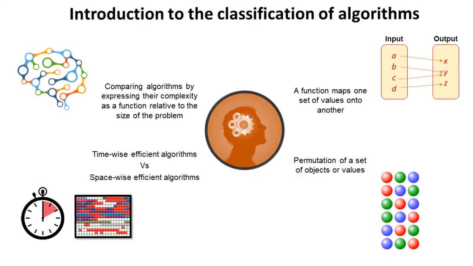The four areas I want to cover in this video to get you up to speed are: comparing algorithms by expressing their complexity as a function relative to the size of a problem; time-wise efficient algorithms versus space-wise efficient algorithms; permutations of a set of objects or values; and how a function maps one set of values onto another. Once you understand what these four underlying concepts mean, we'll be able to dive into the later videos and a lot of it will make a lot more sense. So let's get started.